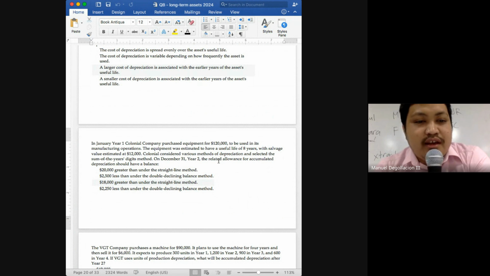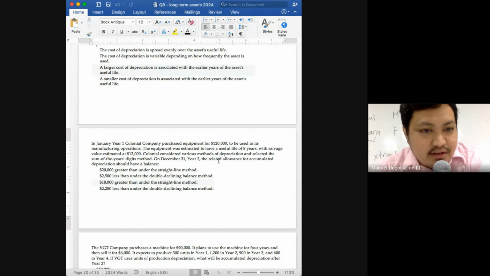Let's compare it with straight line. If we use straight line, what do we do? Just divide 108 by 8. And how much will that give us? 13,500. And this is for 2 years. So 13,500 times 2 will give you 27. How much was it under SYD, class? 45 under SYD and then 27 under straight line. So how much is the difference? 18. Greater or lesser? Greater than under straight line.